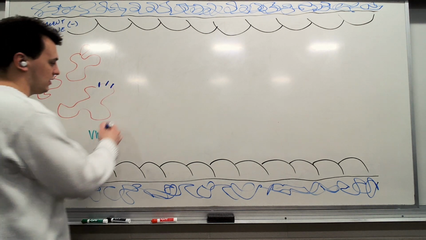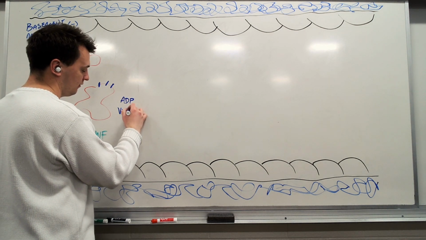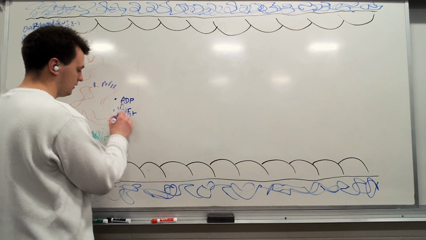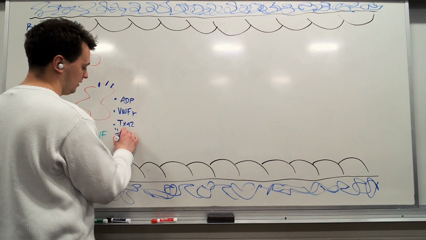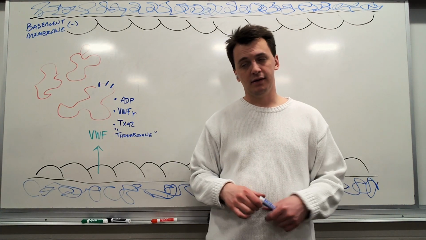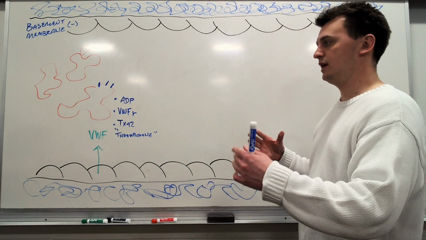And these receptors: there's an ADP receptor, a von Willebrand factor receptor, and TXA2 or thromboxane, which thromboxane is a fatty acid, thought you should know. But they have different receptors, and so that's very important.